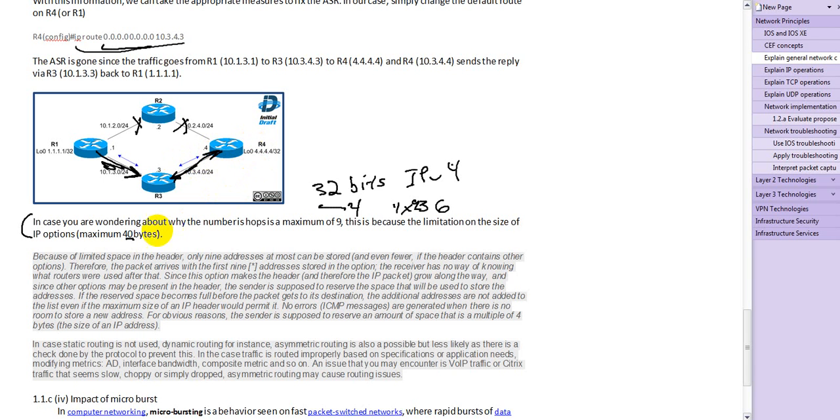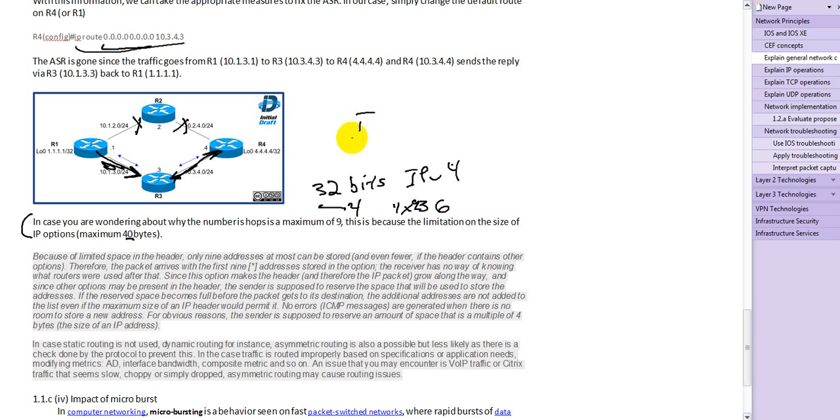Anything higher than that, you're going to be using up more space than what the IP address header has. Because of the limited space in the header, only 9 addresses at most can be stored, and even fewer if the header contains other options. So at the most, you're going to be able to get 9. Therefore, the packet arrives with the first 9 addresses stored in the option. The receiver has no way of knowing what routers were used after that. So let's assume you've got 10, 11, 12, 13, 14, and 15 may not be recorded, just because you run out of space in the header to record things.